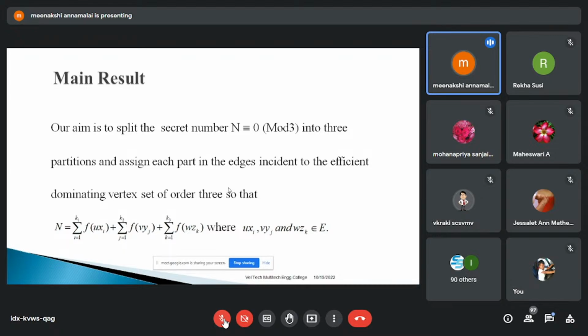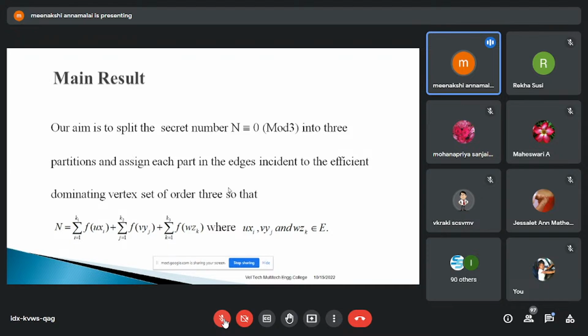This work I did during 2015. Now split the secret number n. First I am taking n congruent to 0. Second case, n is not congruent to 0. Here n congruent to 0 mod 3 gives 3 partitions.